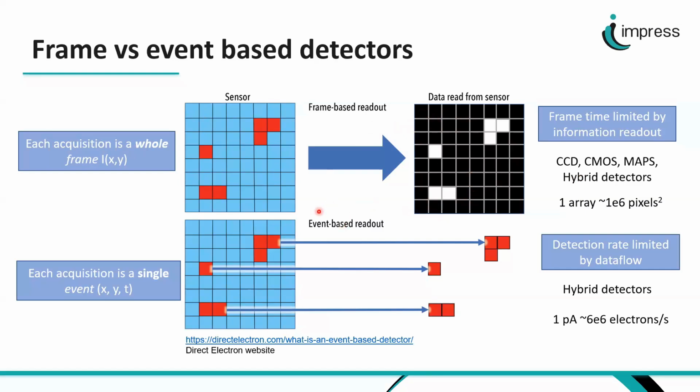The event-based detectors are completely different. The idea is that you also have a 2D array of pixels. Well, it can be a 1D array, but usually it's a 2D array currently.